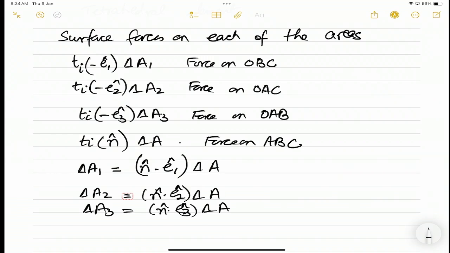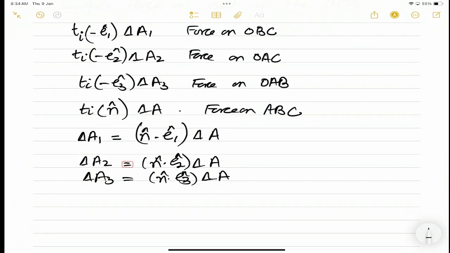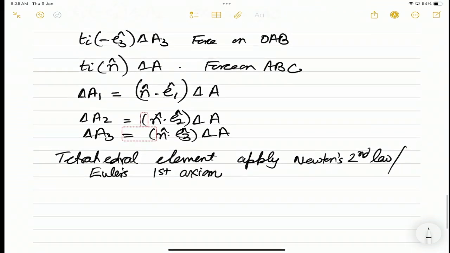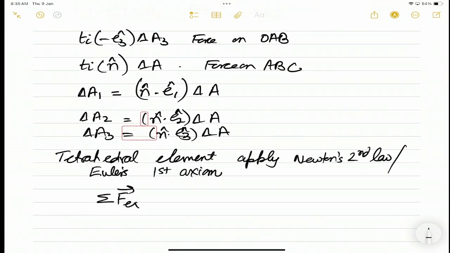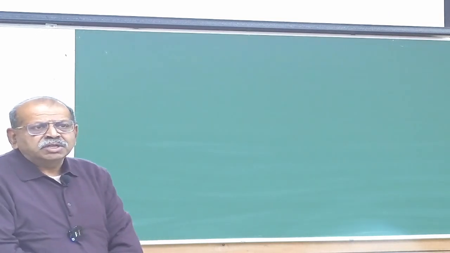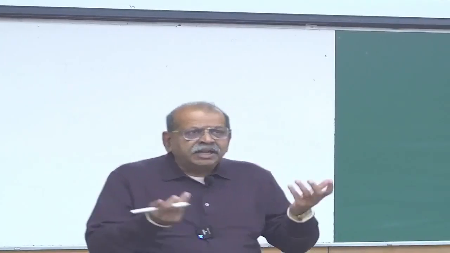So now, on this tetrahedral element, I apply Newton's second law or Euler's first axiom, which is sum of external forces is equal to m times a. Okay? Now, which are the external forces acting on this tetrahedral element? Sum of all these forces which I have written. Is there any other force which acts on this? In general, the gravity will also act on this.